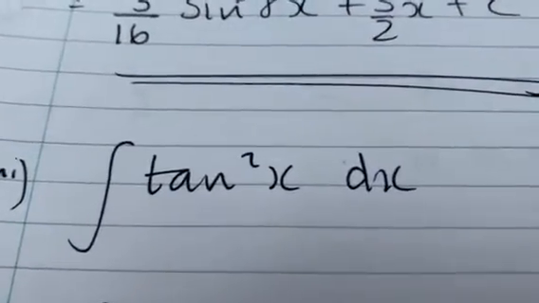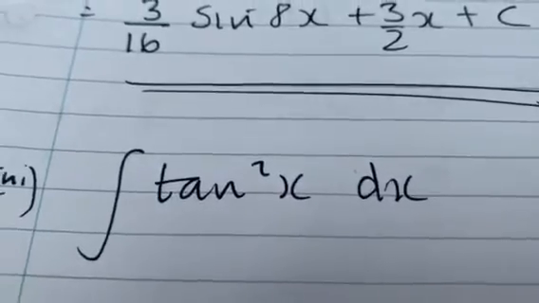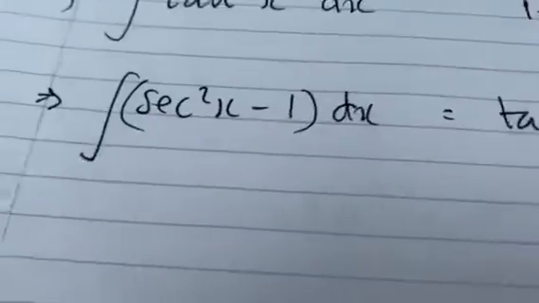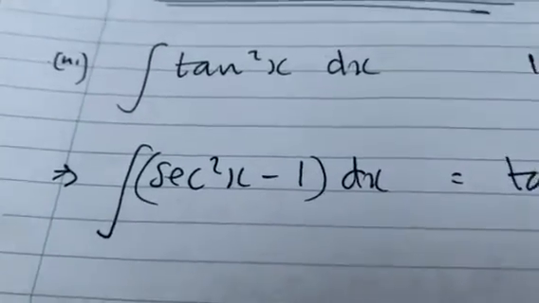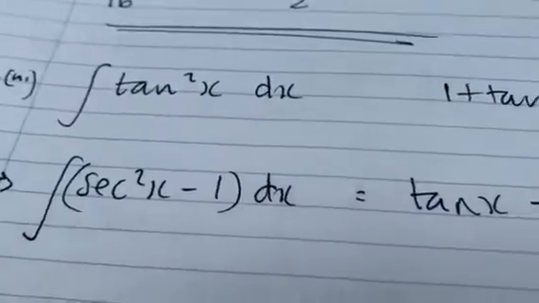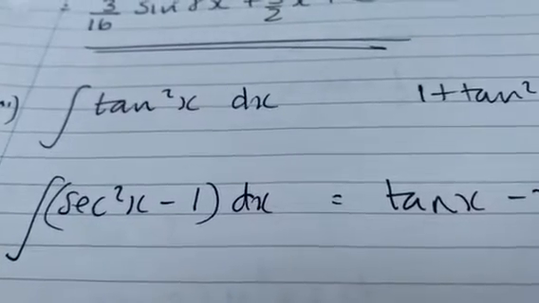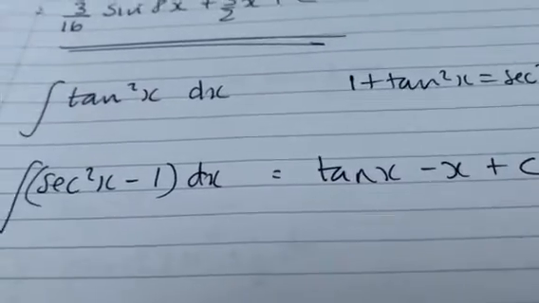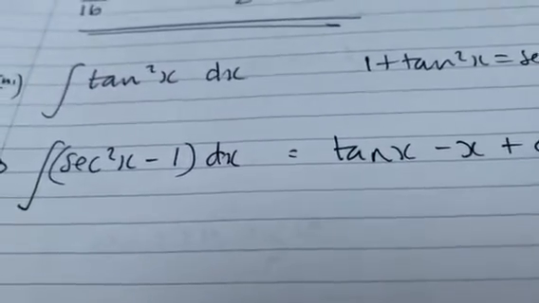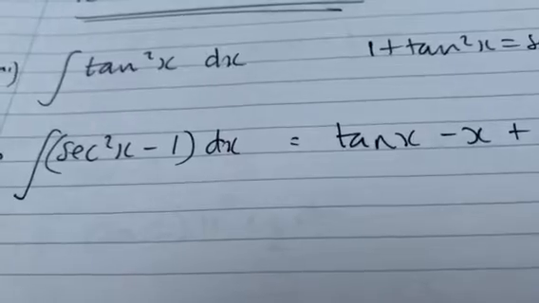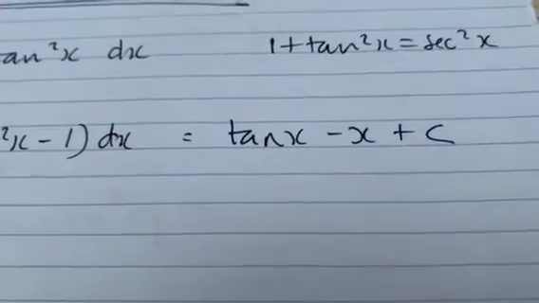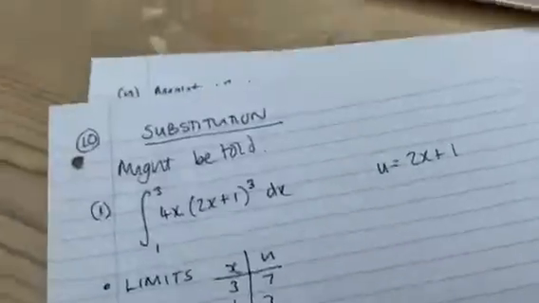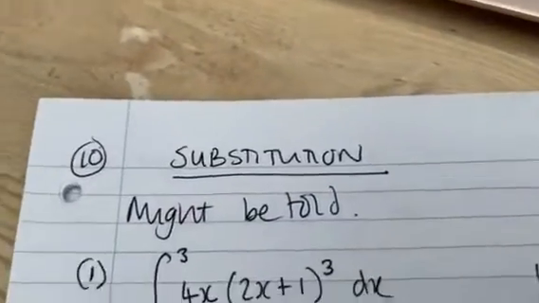Tan x all squared, so that's not one that you can integrate, but you can rewrite it using your identity. And sec squared x is one that you can integrate. You know that the derivative of tan x is sec squared x, so therefore you can rewrite your integral and then integrate sec x all squared minus 1. That's going to give you tan x minus x, and I've put my plus c there. So that's using identities.